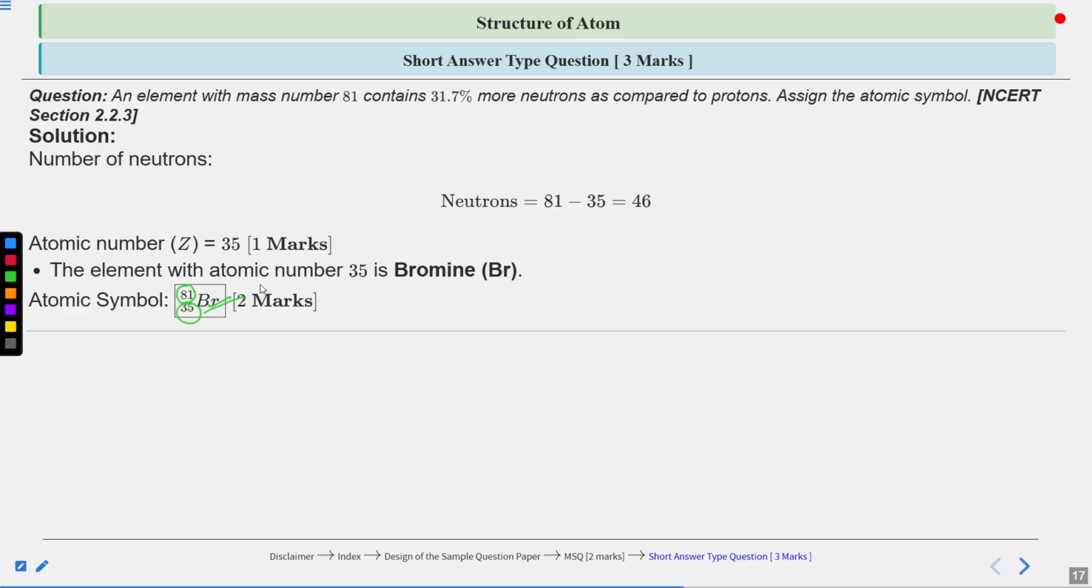Now, one more important thing. You can write X instead of this Br. No worry in that. Here it is only asked to write the atomic symbol. You are not asked to determine which element it is specifically. If you write X with 81 and 35, that will also give you 2 marks. So I have just written the information that this element is nothing but your bromine. I guess it is clear to all of you.